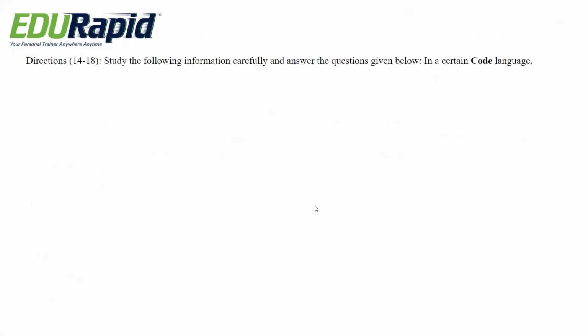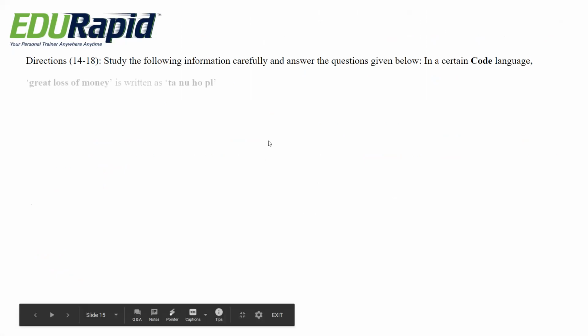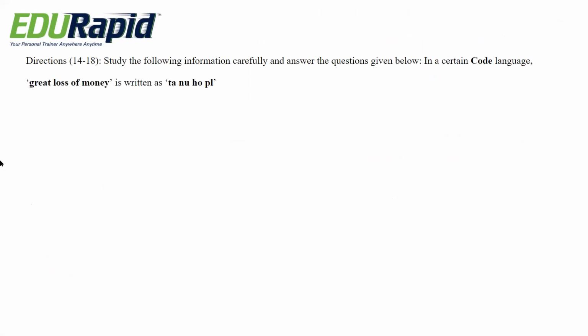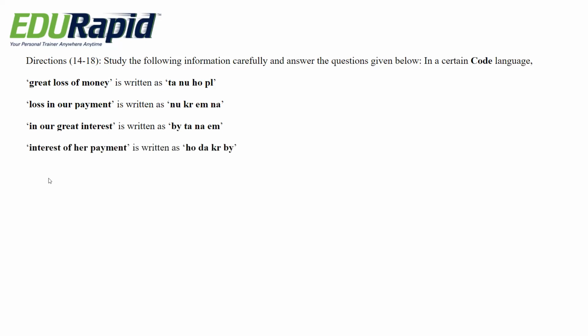Next question. Study the following information carefully and answer the questions given below. In a certain code language, great loss of money is written as TANUHOPL. Loss in our payment is written as NUKREMNA. In our great interest is written as BYTANAEM. Interest of her payment is written as HODAKRBY.